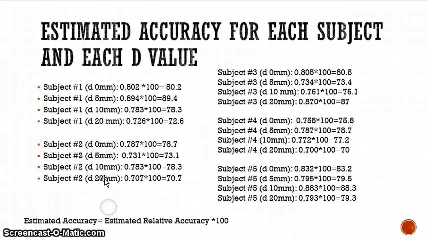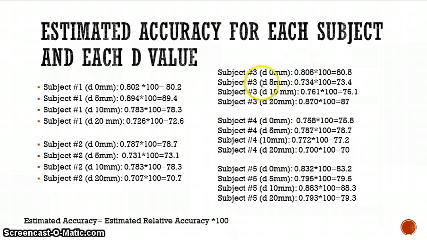For subject number 2, at D = 0 millimeters my estimated accuracy is 78.7. At 5 millimeters it is 73.1. At 10 millimeters it is 78.3. And at 20 millimeters it is 70.7.